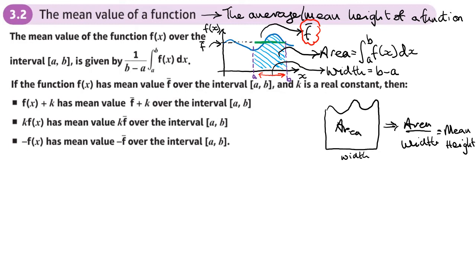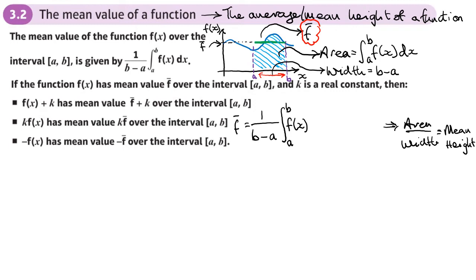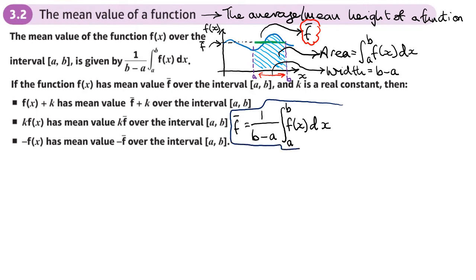So transferring that then into the notation we're going to use, the mean value of a function, so that's just f bar like that, is equal to, well, we're dividing by the width, so that's why we do 1 over b minus a times by the area between these limits. Okay, let's take this out of the way, don't need that anymore. And that's the important bit. So this gives us this mean value of a function.